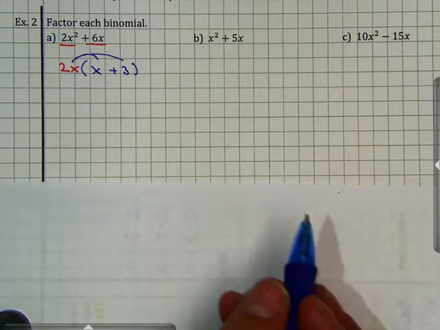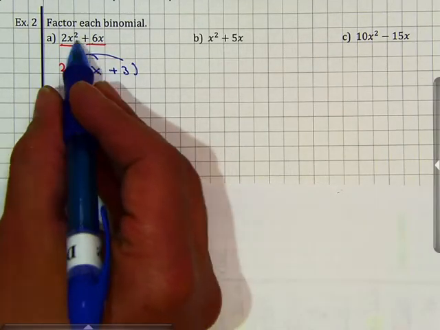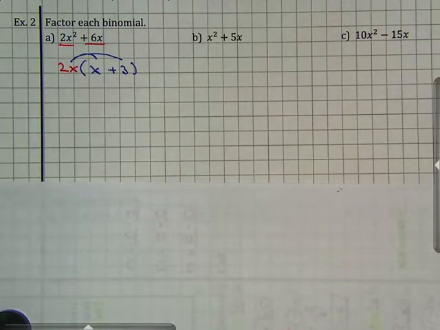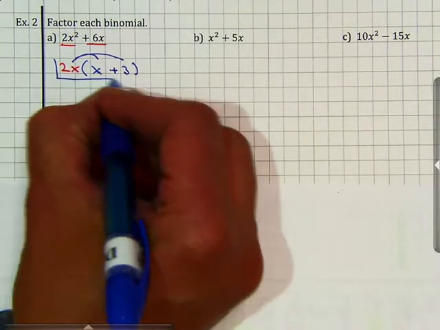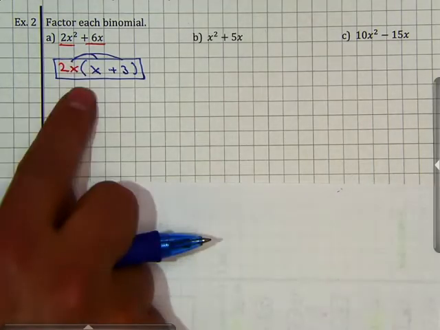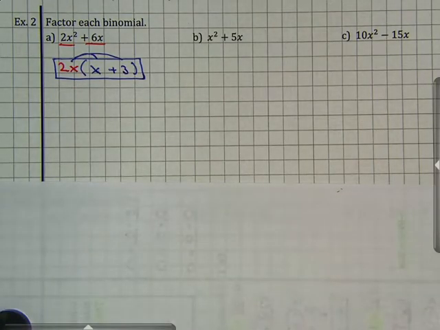And I should take the time to check. 2x times x is 2x squared. 2x times 3 is 6x. And that's it. So that is a different way of factoring. And that is when you have a binomial, or other times as well, when you can take a common factor. But for now, we're going to keep it simple so that when you go to Algebra 2, you can learn other methods and more complex problems.